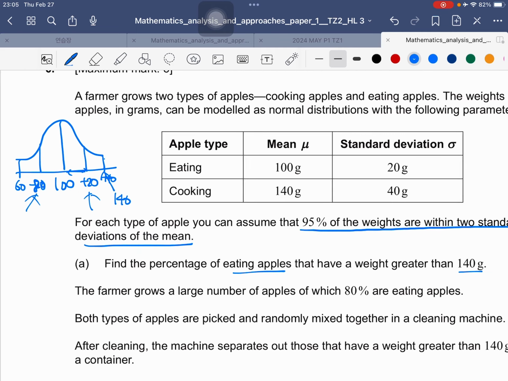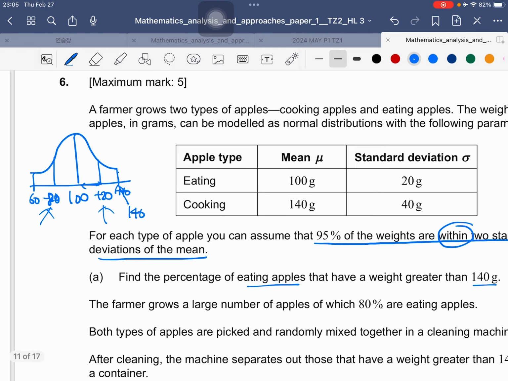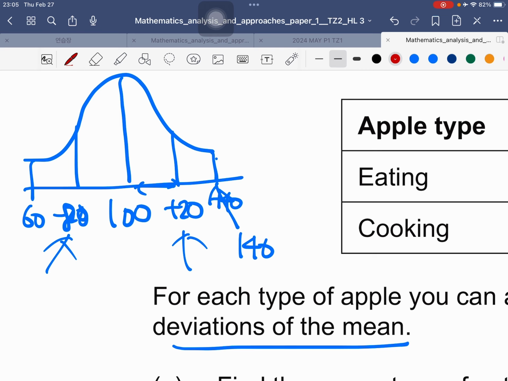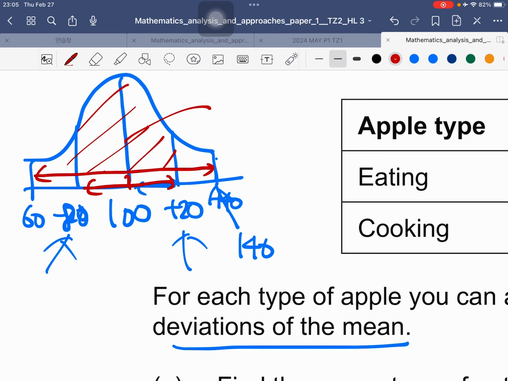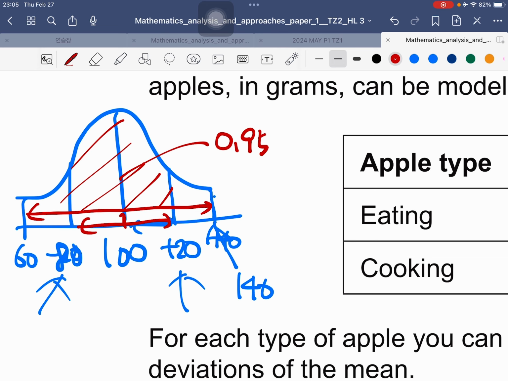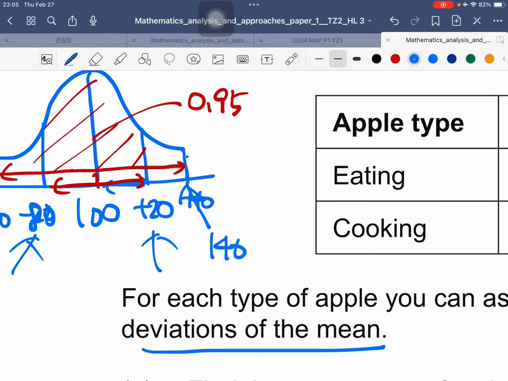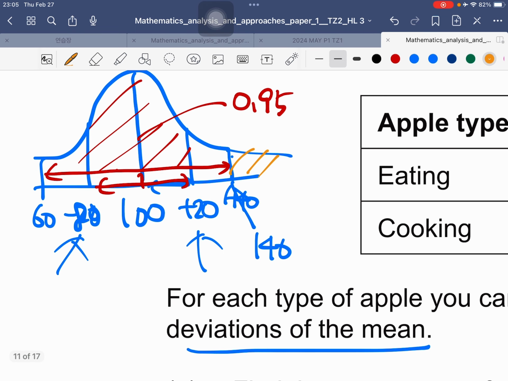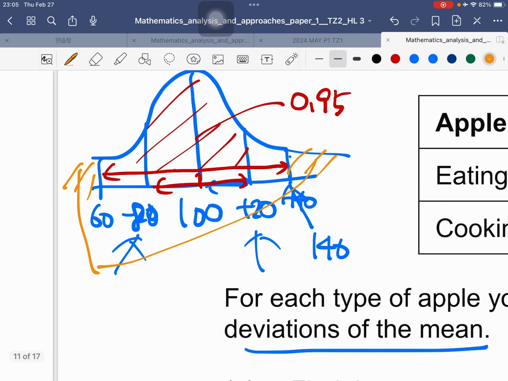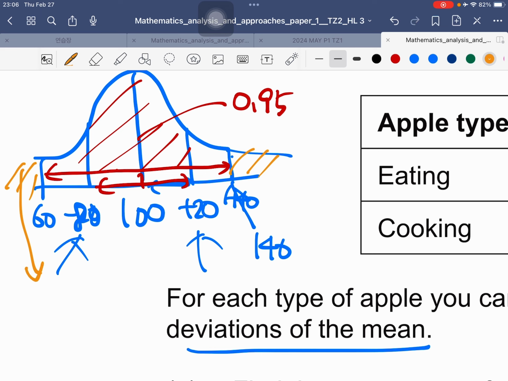So 95% is located within two standard deviations, which means from the mean, one standard deviation and two standard deviations. So 0.95 is located over here, which means that this portion here and here is only 5% in total, so this is 0.025 and this is also 0.025. Adding these two numbers is 0.05.